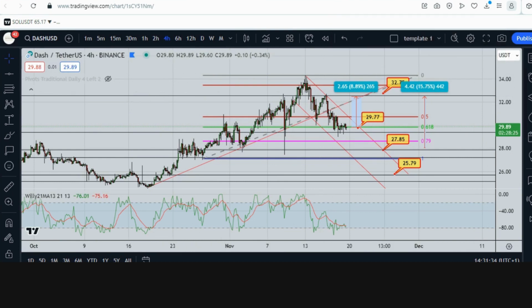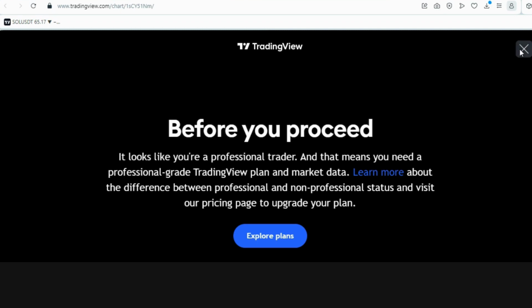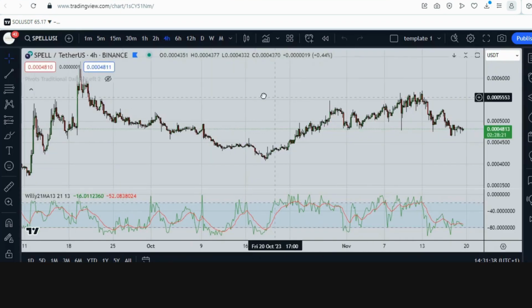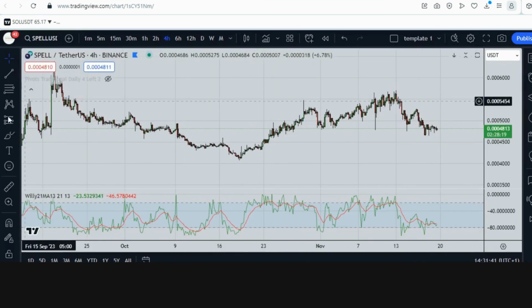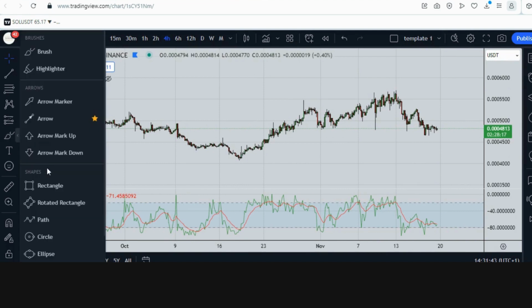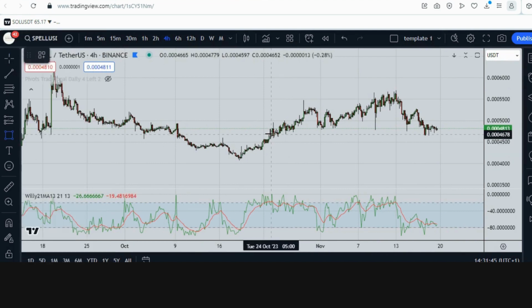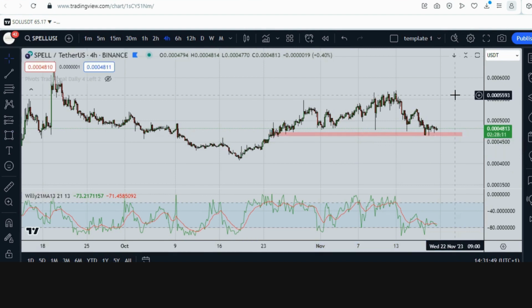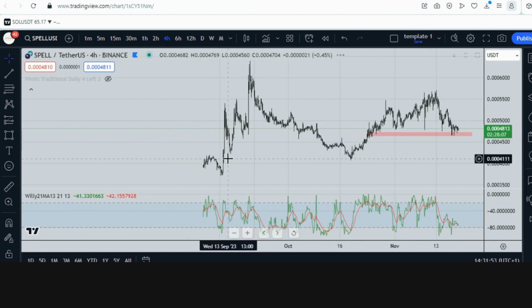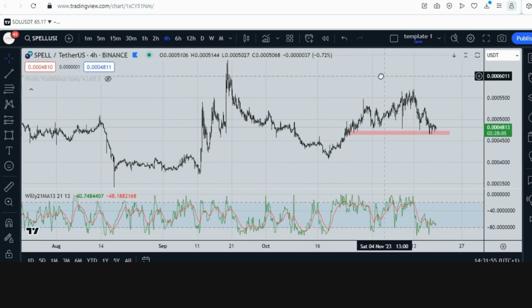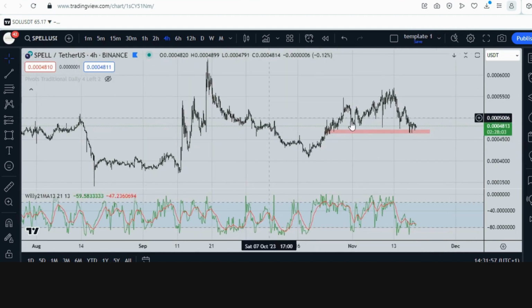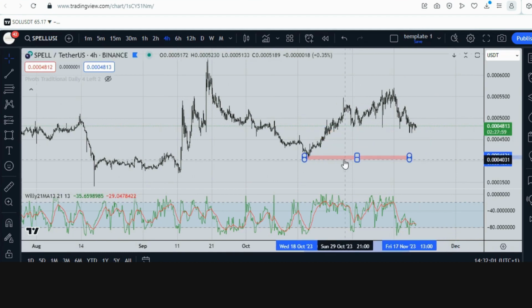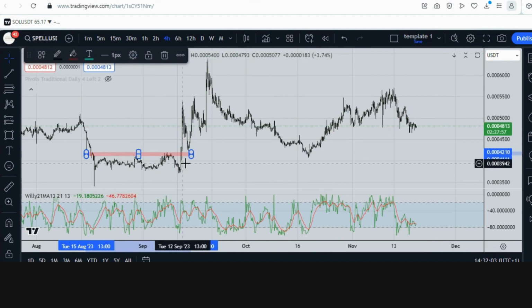Now let's look at Spell. Spell is also another opportunity. As you can see, Spell is also hanging on a strong support zone. So now see what happens. Once price drops to a particular level, it goes further up. So what I'm seeing here is this is the next strong zone. Just hold on, let me draw this.